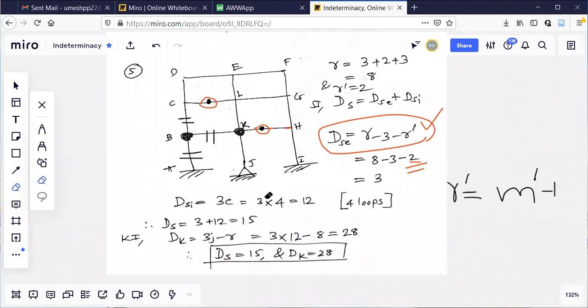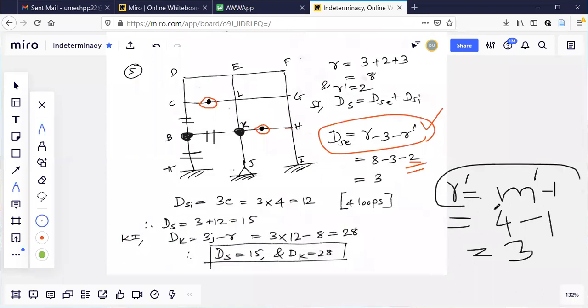3, sir. So those who are carefully observing, you will easily follow it. Only one hinge is there at K, all other hinges are removed. So M dash minus 1 is, observe this, at K 4 elements are connected. So what I will do here is 4 minus 1, it is 3. R dash is equal to 3, because 4 minus 1, the formula is the same, that is M dash minus 1.